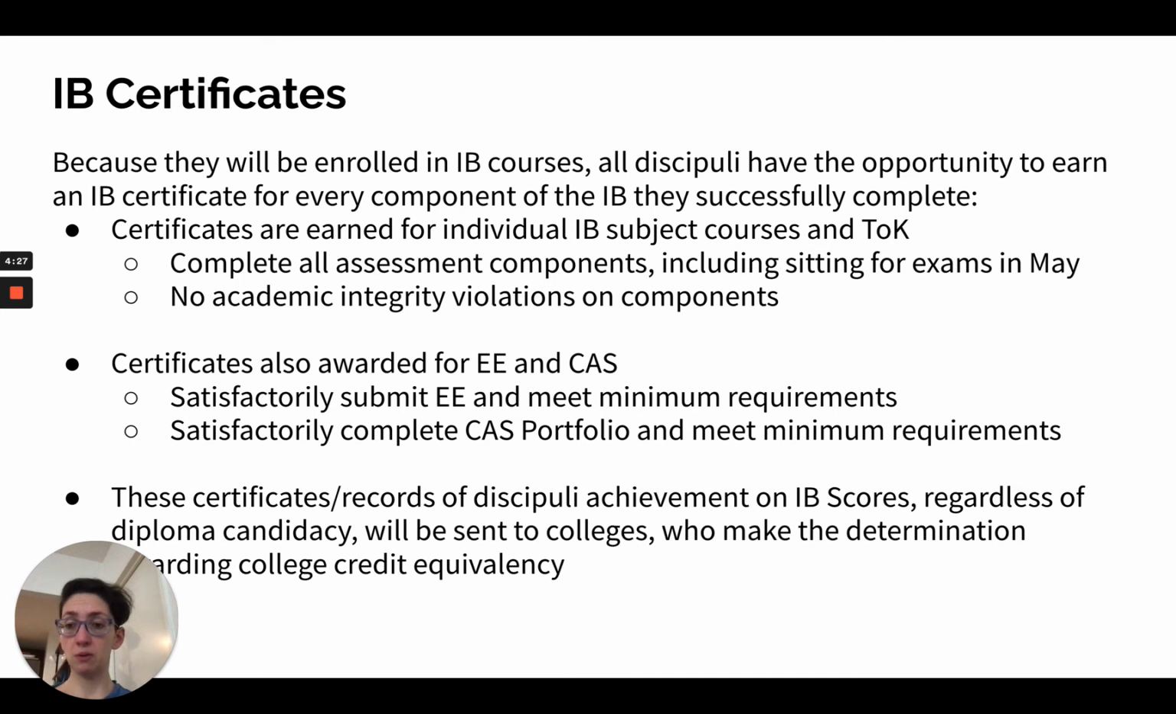Now, all of you have an opportunity to earn what we call IB certificates based on how well you do on these specific IB exams. In order to gain an IB certificate, all you need to do is complete all assessment components, including your internal assessments and sitting for your exams in May, with no academic integrity violations. You can also gain certificates for writing your extended essay, for CAS, and for TOK. These certificates of disciplinary achievement, regardless of diploma candidacy, will be sent to colleges and can potentially earn college credit.